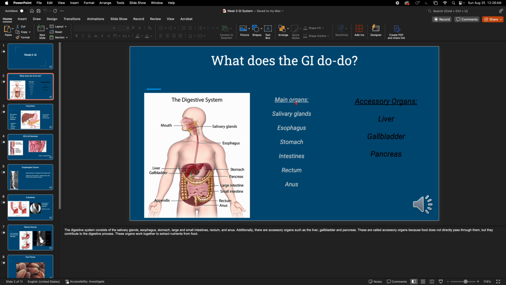Now, the first thing you should know is the difference between these two. The main organs would be the salivary gland, the esophagus, the stomach, the intestines, the rectum, the anus. And these make direct contact with food or play a role in digestion as far as making direct contact with food. So we generally call these the GI tract, generally. The accessory organs are those that don't have direct contact with food. So food doesn't pass through your gallbladder, food doesn't pass through your liver, and food doesn't pass through your pancreas, but they all play a role in digestion, right?